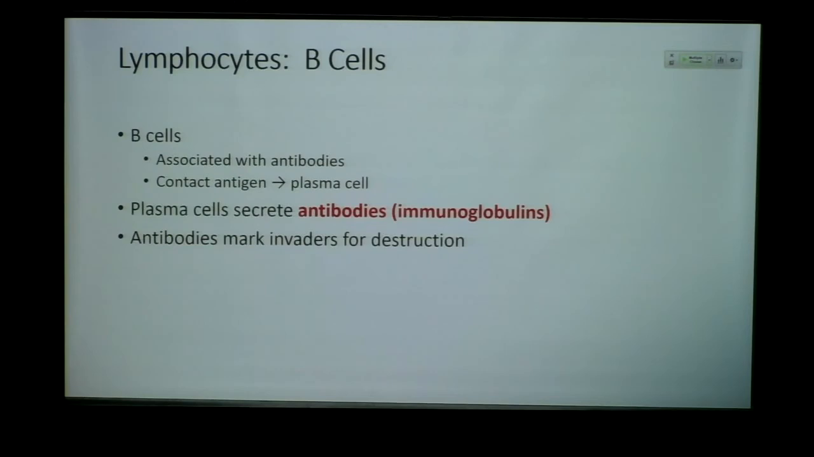So when a B cell comes in contact with an antigen, it will differentiate itself into a plasma cell that will secrete the exact antibody in response to that antigen. Okay, and so that is how we can mark different cells or different viruses for destruction in a specific way to whatever that invader is.